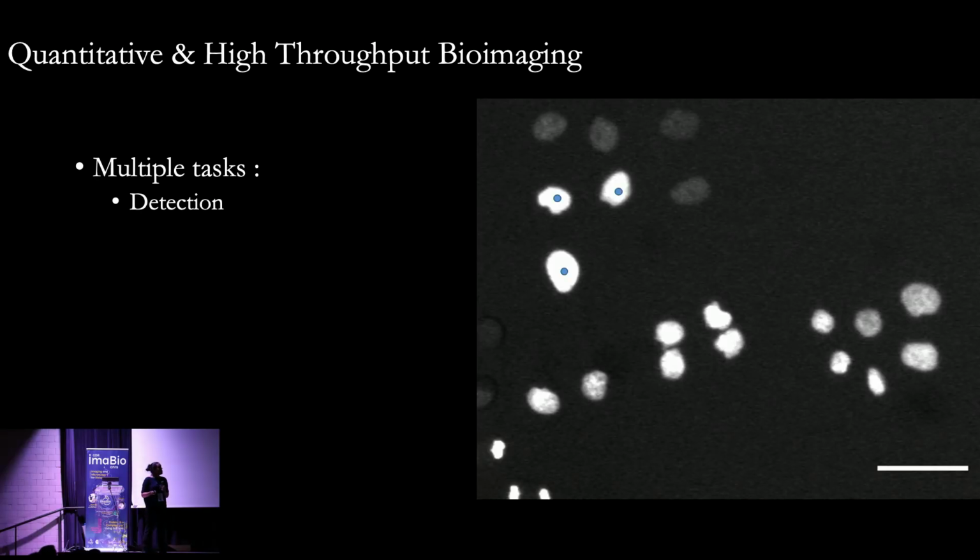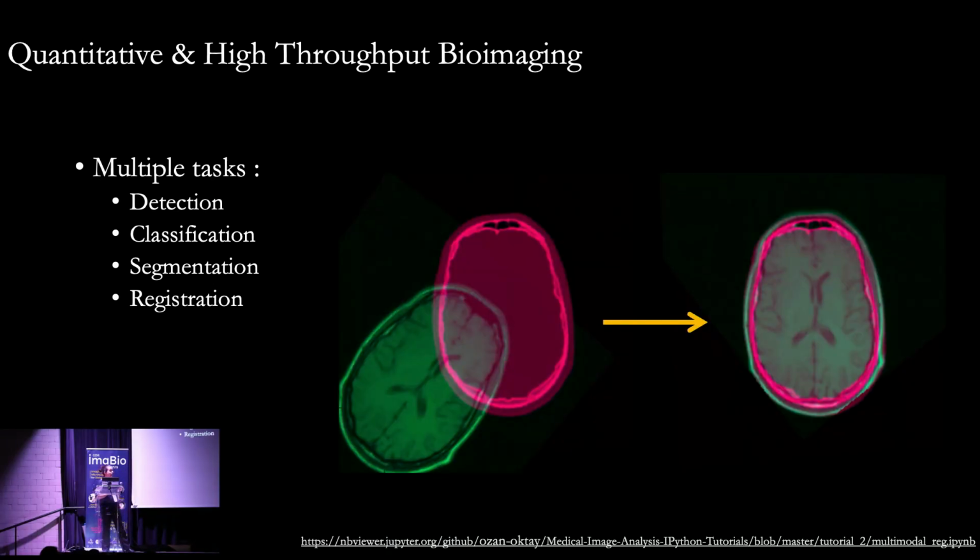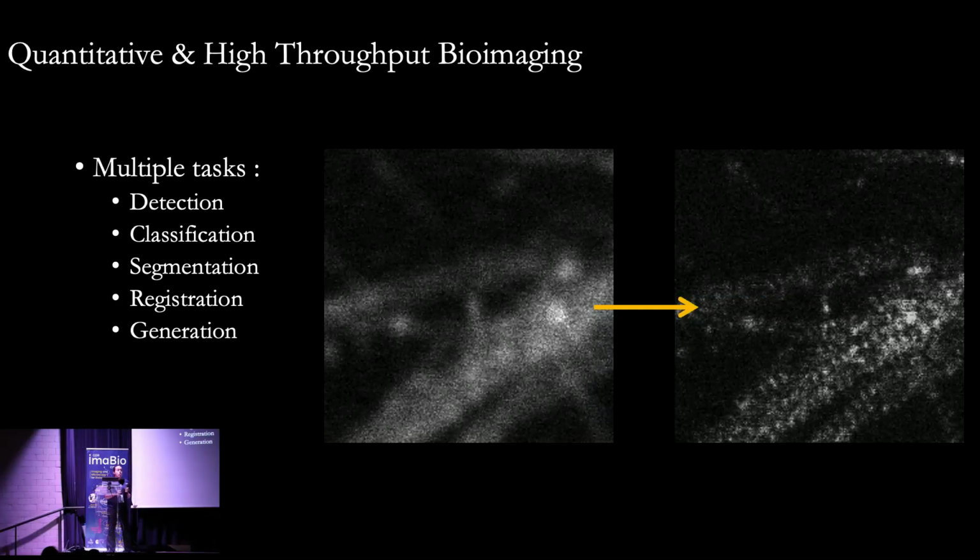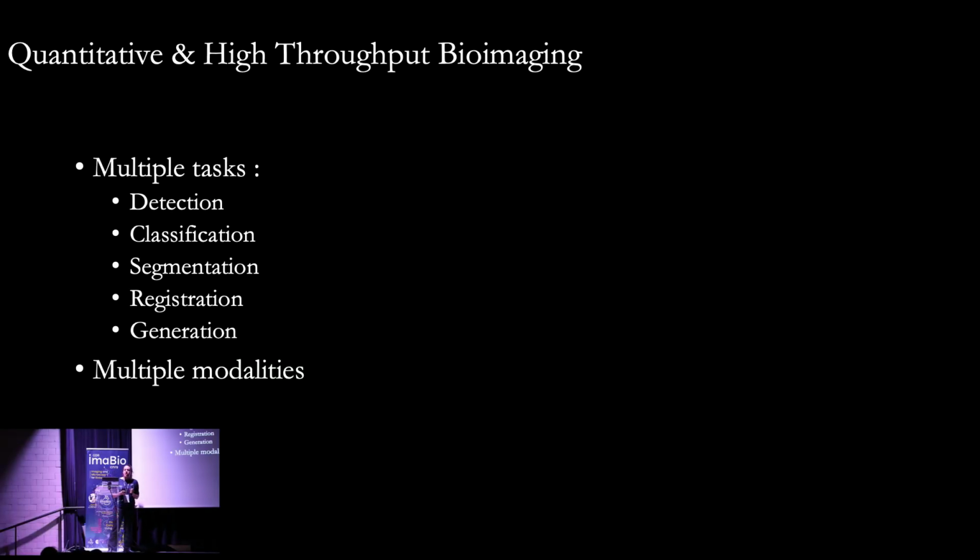It can be very simple, such as detecting cell bodies, and we have many tools right now that are very good at doing so. It can be also classifying, segmenting, and also trying to do multiple of those tasks at the same time. We can have also tasks such as registration or image generation, increasing the resolution of the images. And then we want to develop models that are adapted to multiple modalities.